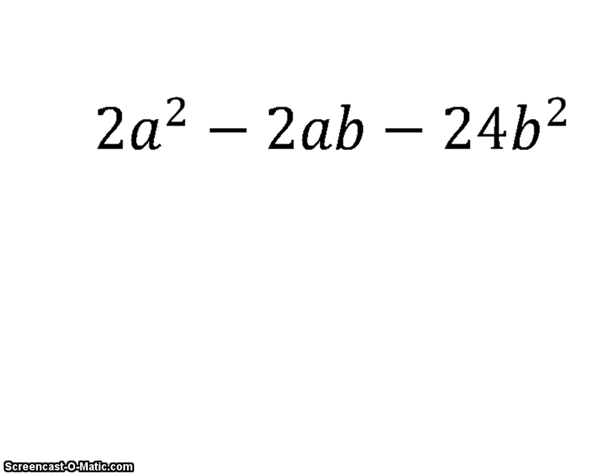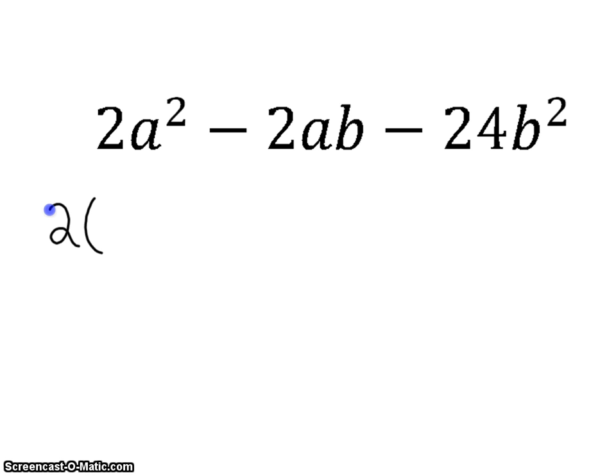Notice each term is divisible by 2. However, that's it. The first two terms are divisible by a, but the third term is not. Therefore, you cannot factor out an a as part of the greatest common factor, and the same with b. We cannot use b, so we can only factor out a 2. So we'll factor out a 2.